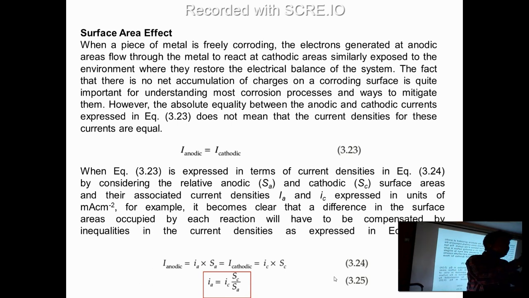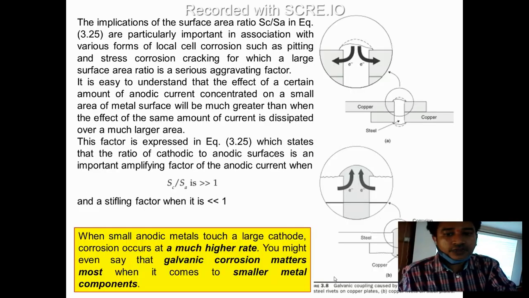Now tell me, SC by SA increase means what? Either SC is increased or SA is decreased. Is it not? Whatever it may be, SC by SA ratio is increased. Surface area of the cathode is increased or surface area of the anode is decreased. The total factor will increase and corrosion will increase. Understood now? So that is the principle here.